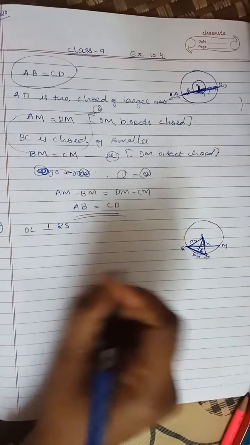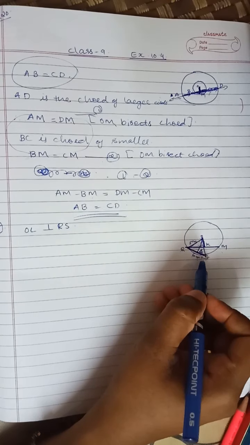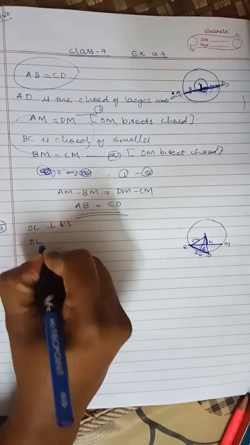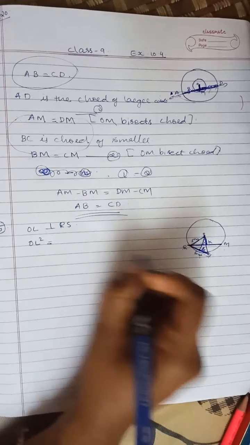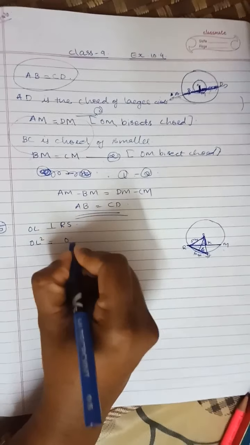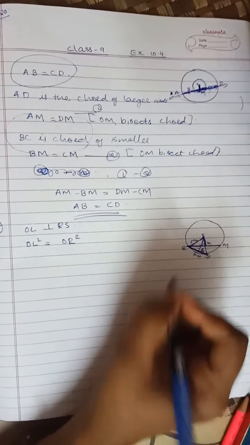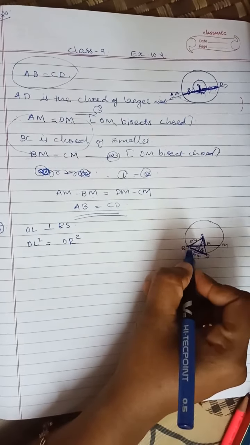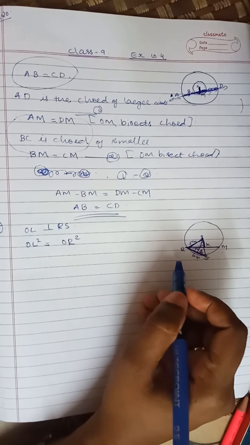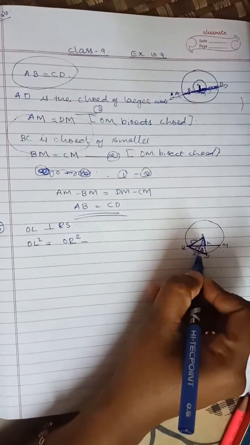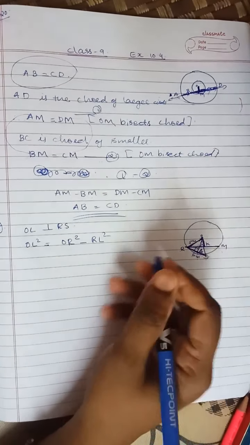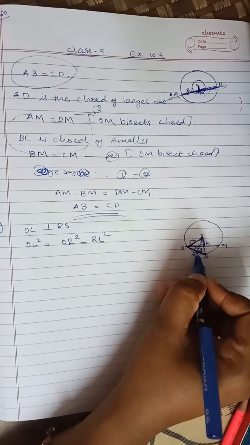Okay. So we can apply that OL is perpendicular to RS. So I am calculating OL square. OL square is equal to, we can calculate it as OR square. We have here the radius, correct? So OR square, this is the 90 degrees, so this should be the hypotenuse side, correct? So OR square minus RL square. By applying Pythagoras theorem, we can calculate this length OL.